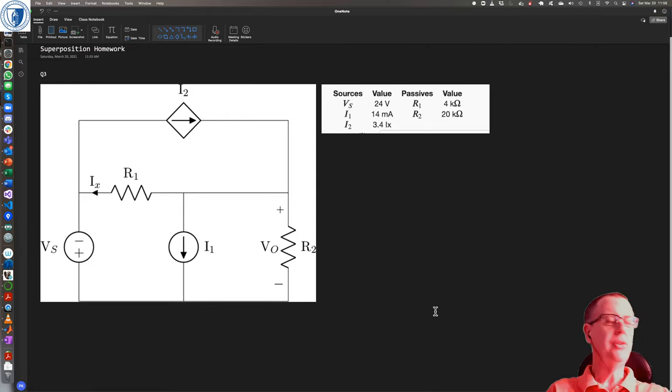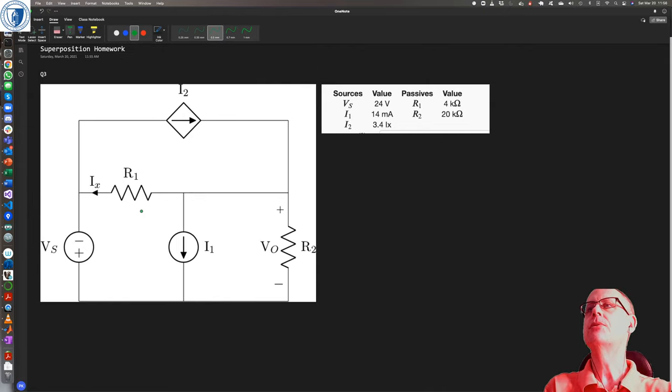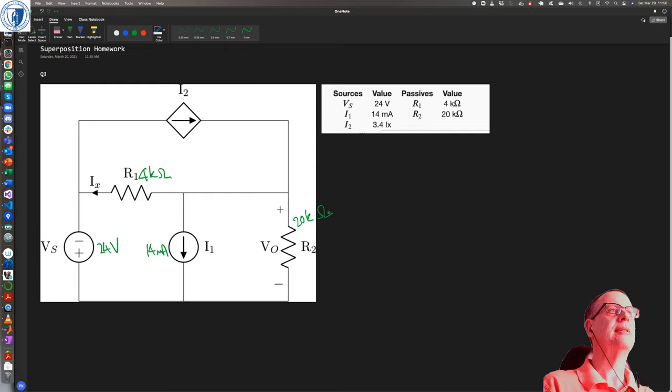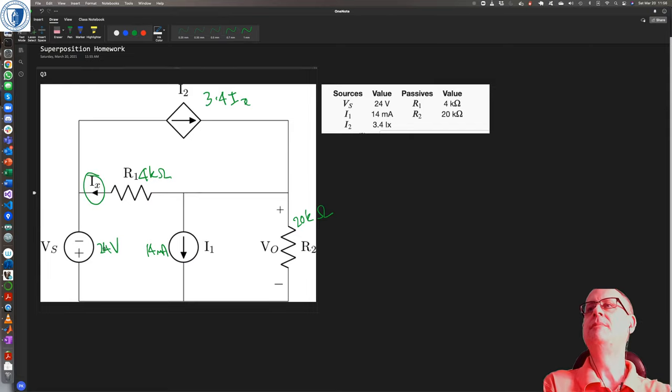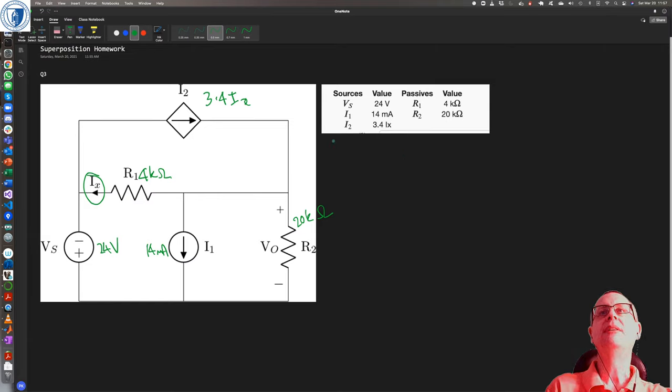So superposition. I just prefer when I do these to write the numbers down. So VS is 24 volts. Notice it's upside down. I1 is 14 milliamps. R1 is 4 kilo ohms and R2 is 20 kilo ohms. You'll probably get different values for all of these. And then that's 3.4 IX, and there's IX there. Okay, so the thing we're after, the thing we need to find is Vout.